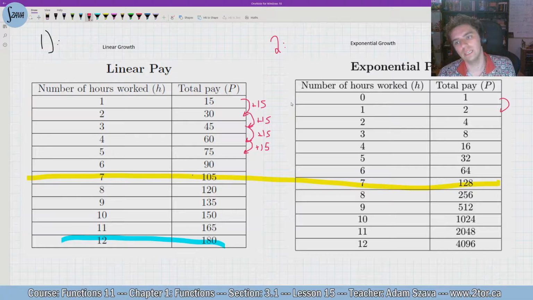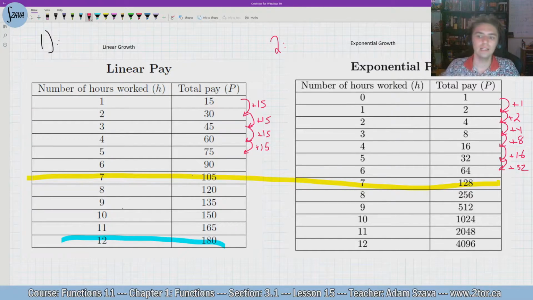So we increase here by 1, right? Oh, I'm just realizing maybe you can't see the corner of the screen. No, you just can't see the word pay, which is fine. We go up by $1 here. You go up by $2 here, right? Go up by $4 here. Go up by $8. Go up by $16. Go up by $32, right? So the amount that we go up by for each increment of the number of hours worked is going to be different for the exponential pay. But for the linear pay, it's the same.